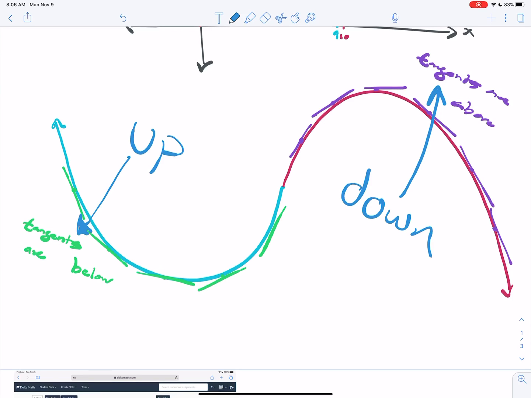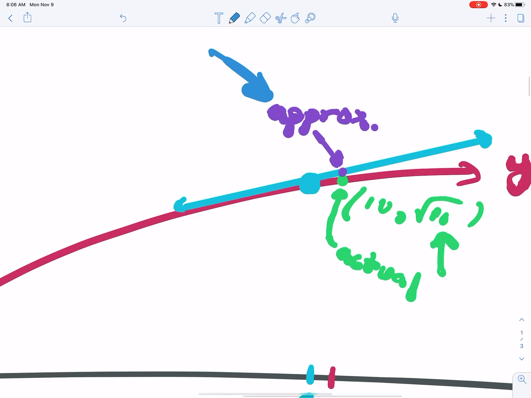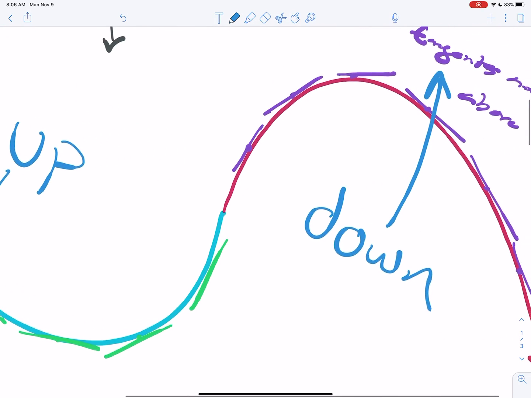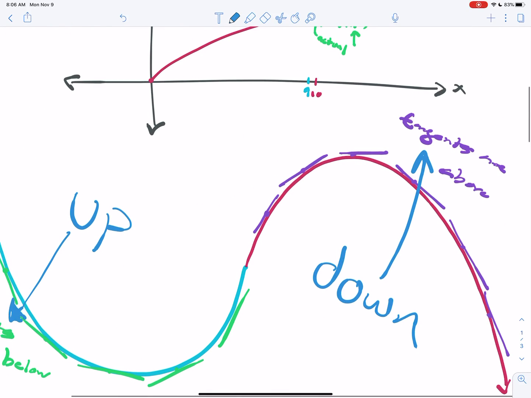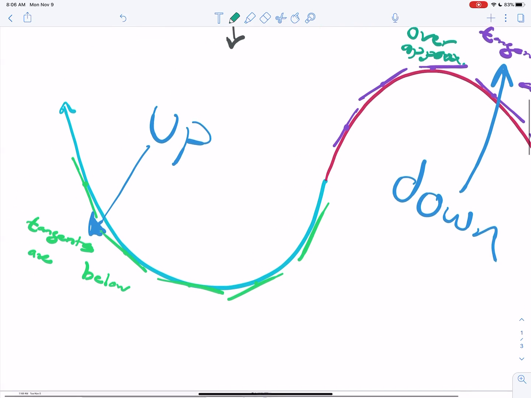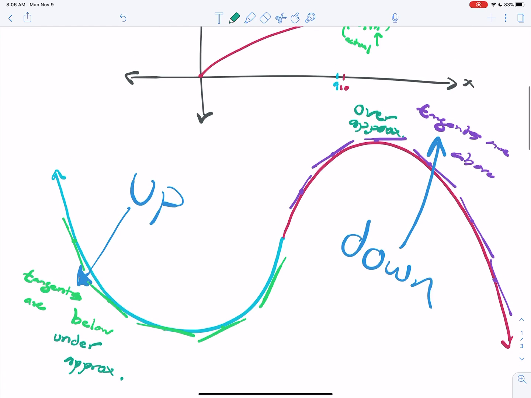Okay? So if we see the line as an approximation, because we're trying to use the tangent line as an approximation right here, if a tangent line is above the curve, above the actual value, then the tangent lines are actually, and you guys want to write this down, an over approximation. And when the tangent lines are below, it's an under approximation. And again, this is solely based on the concavity of your curve. So there's a little cheat sheet for you guys.